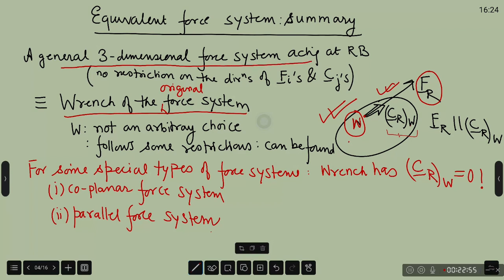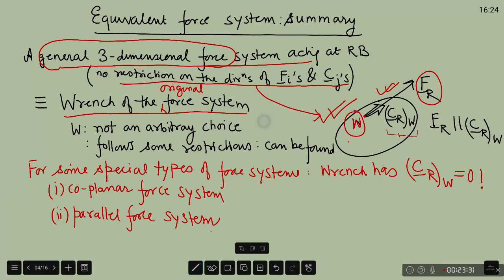What I mean by three-dimensional in nature is no restriction on the direction of Fi's and Cj's. All forces in the original force system are oriented in all sorts of directions. All Cj's are oriented in all sorts of directions, and that is what I call a general three-dimensional force system. For a general three-dimensional force system, this is the simplest resultant force system or simplest equivalent force system you can arrive at. Okay, wrench. All right.